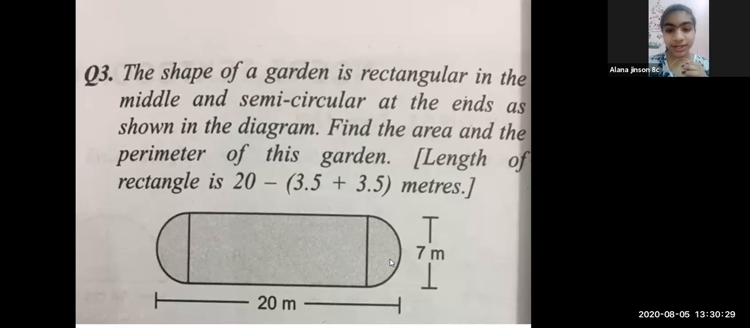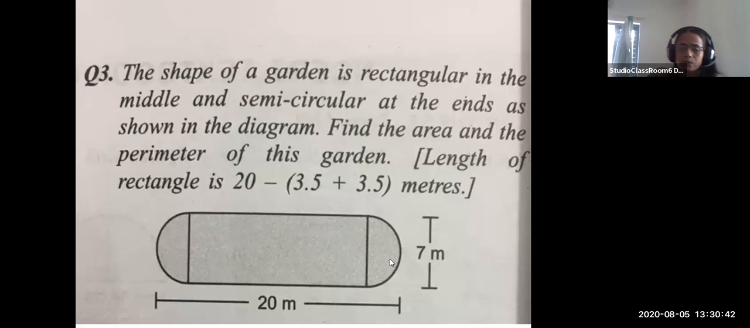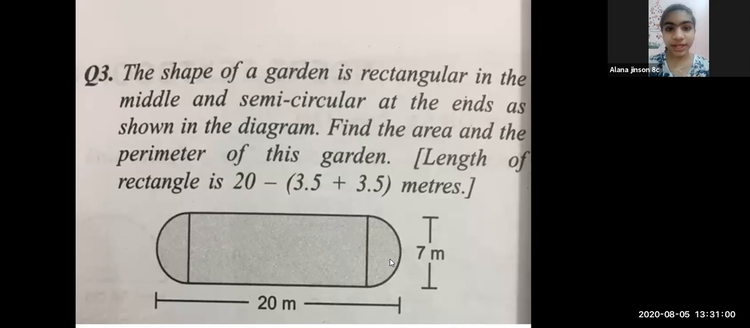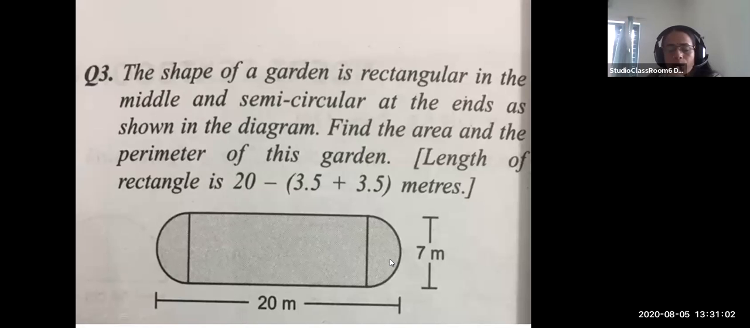The shape of a garden is a rectangle in the middle and semicircles at the ends as shown in the diagram. Find the area and perimeter of this garden. Length of the rectangle is 20 minus 7, it is given as a hint. Now just explain what you understood. Don't read from the text. How can we find the area first? Find the area of two semicircles. How? What's the formula for finding a semicircle's area?